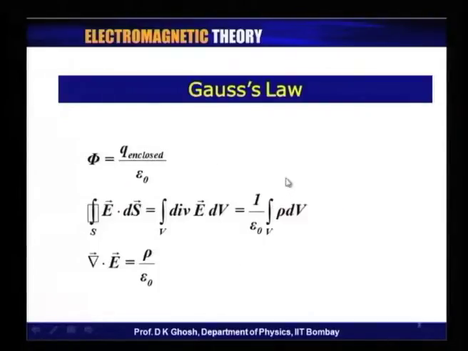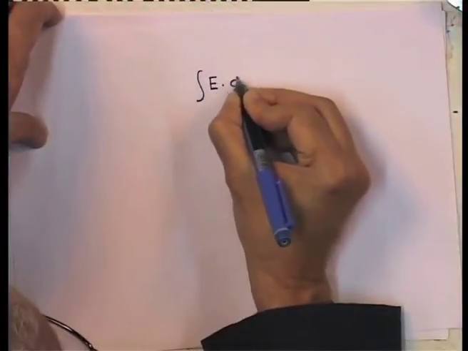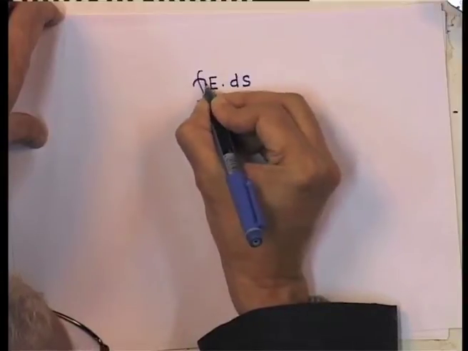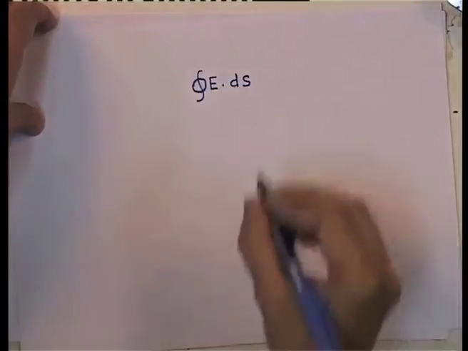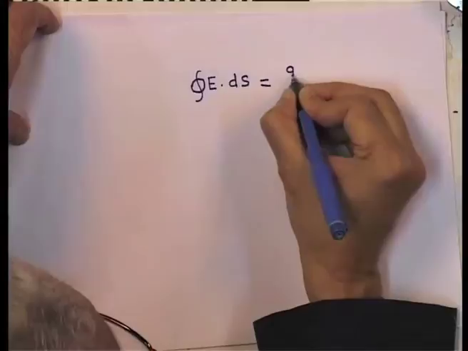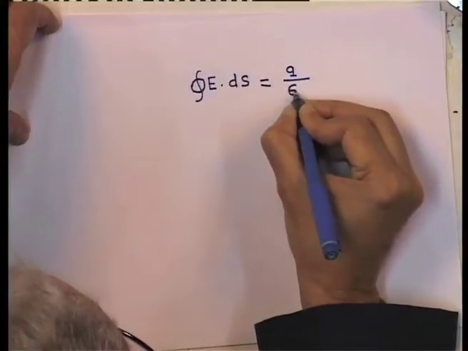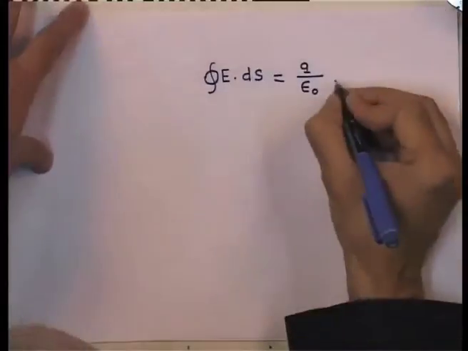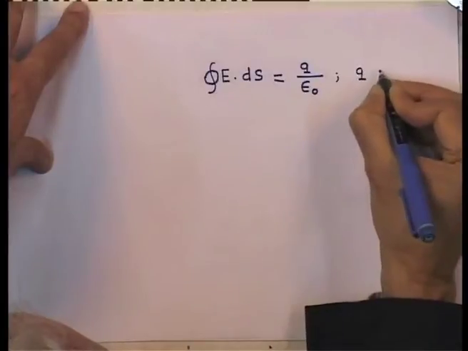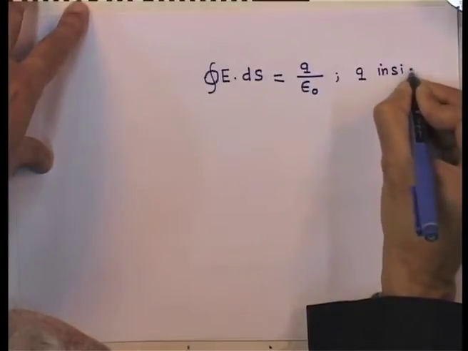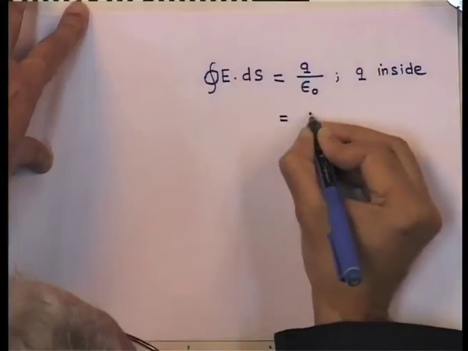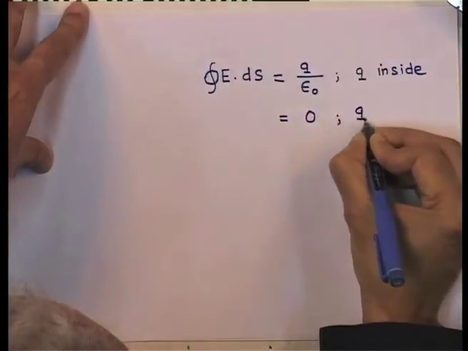So, what have we actually got? What we got is that the integral of E dot d s over a closed surface is equal to q by epsilon 0 when the charge q is inside the surface, and is equal to 0 if q is outside.